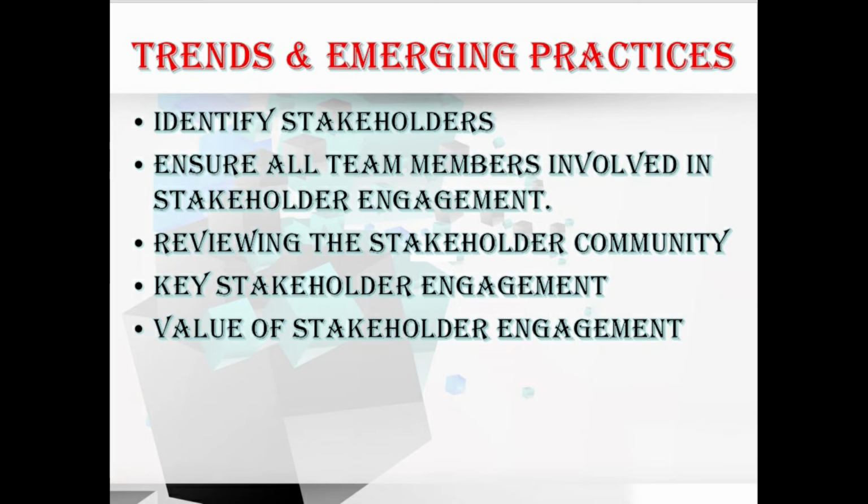Let me explain one by one in more detail. First, identifying all the stakeholders who are engaged directly or indirectly in the project. The second step, ensuring that all the team members are involved in stakeholder engagement activities. And the third step is we need to review the stakeholder community regularly, often in parallel with reviews of individual project risk.